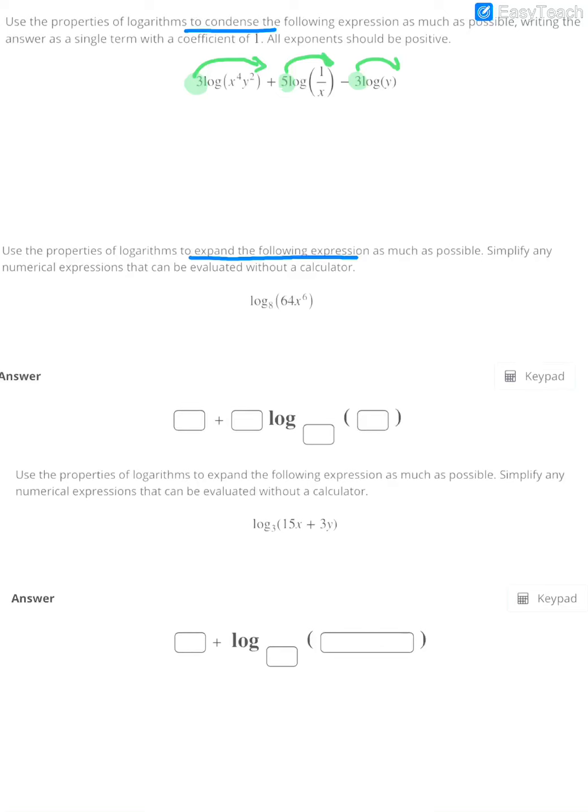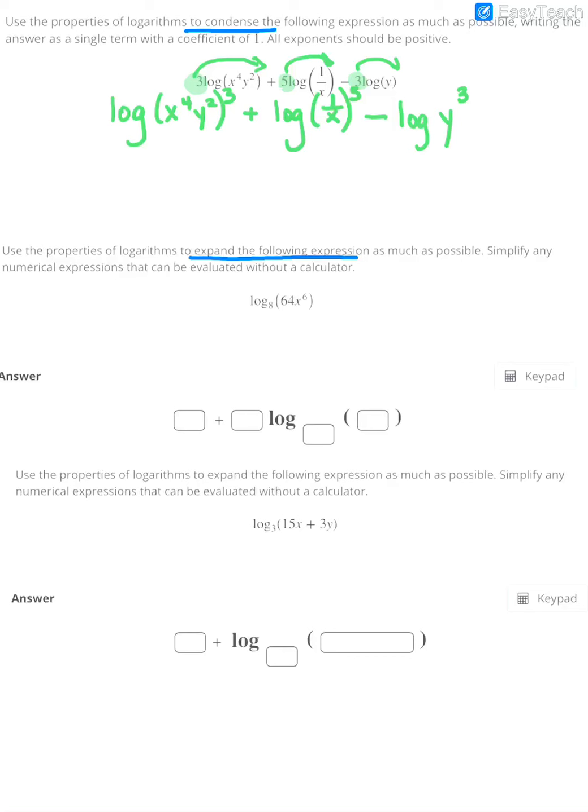So on the first one, I have a log. I have the product x to the fourth y squared, and then the 3 in front will become the power of 3, and we'll simplify that in just a minute. Then we have plus. Now we have the log of the term 1 divided by x, and the 5 in front will become the power of that particular term. And then we have a minus, and we have a log of y, and the 3 in front will become the power of the y.